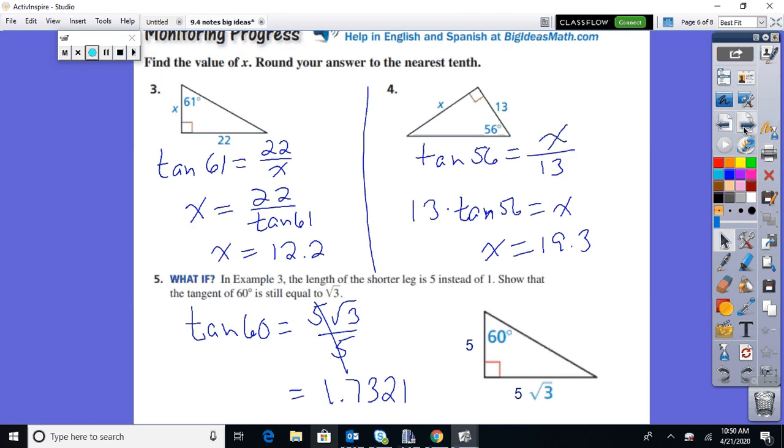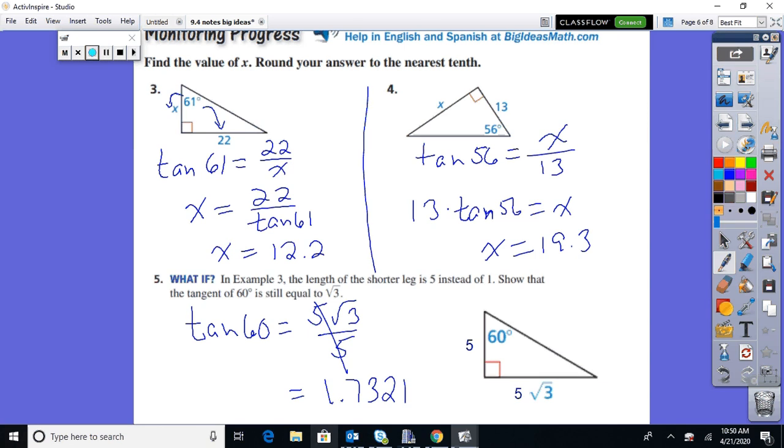All right, so back again, here we go. There is one on here that, maybe if you got confused, I'm going to show you number 4. Number 3 was straight up like the one we did. You have tan of 61, opposite is 22, adjacent is x. There's x on the bottom, do the old switcheroo.